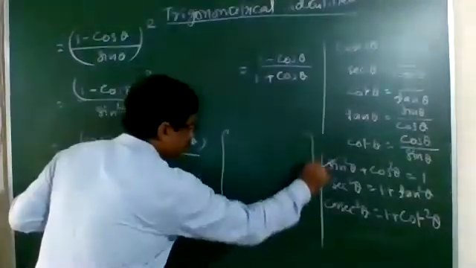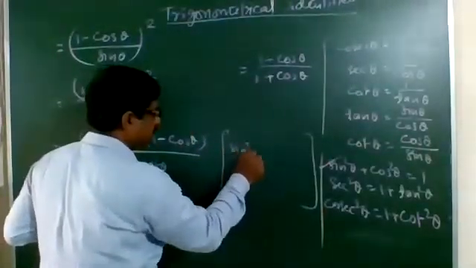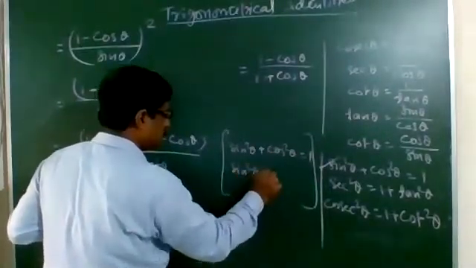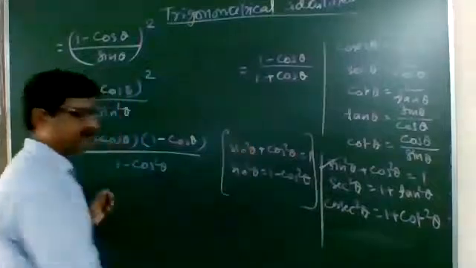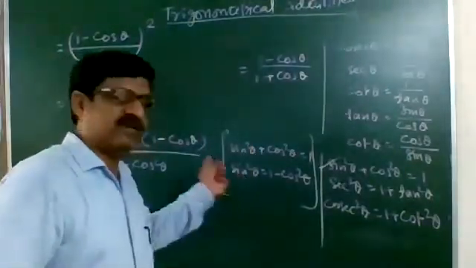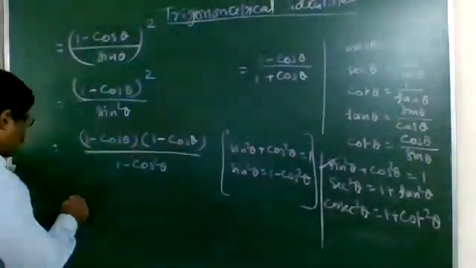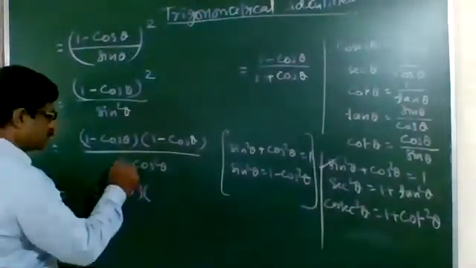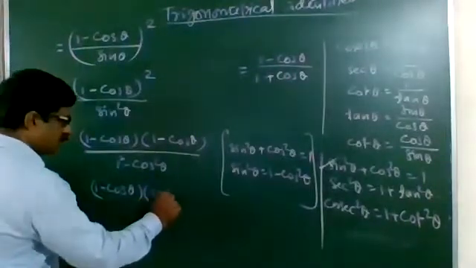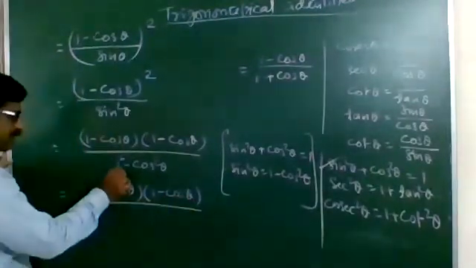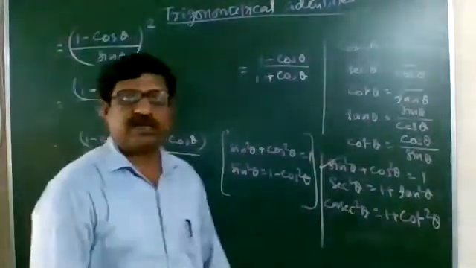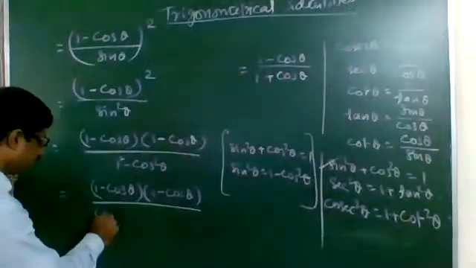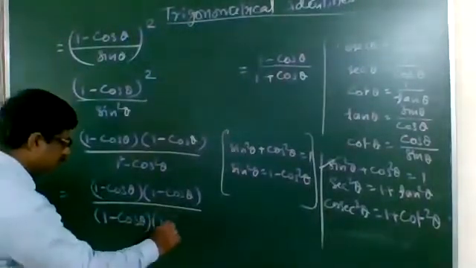In between, here you can write the identity which we are using: sin square theta plus cos square theta is 1, so sin square theta equals 1 minus cos square theta. Now 1 minus cos square theta means 1 square minus cos square theta, because 1 is the square of 1, and it is in the form a square minus b square. The formula for a square minus b square is (a plus b)(a minus b). That is (1 minus cos theta) into (1 plus cos theta).